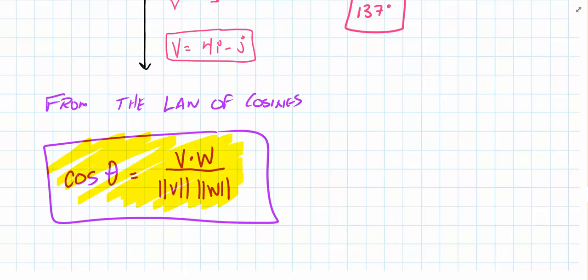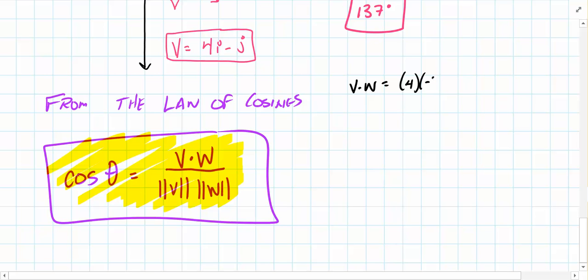Let's get the dot product. Yes, we need the dot product. We can do it together real quick. So what would v dot w be in this case? Well, it'd be 4 times negative 2, plus 3 times the negative 1. So the dot product I'm getting is negative 11. Got it. What else do I need?